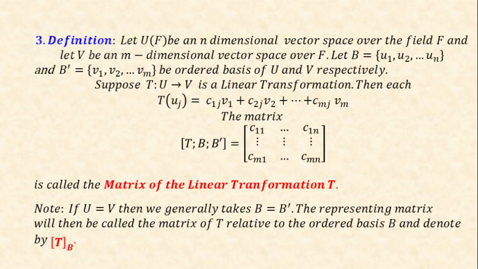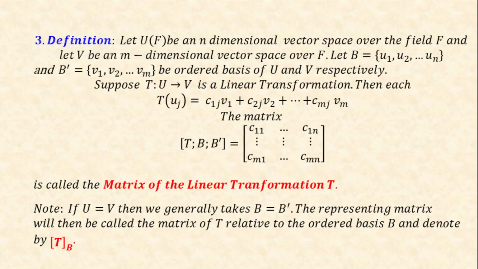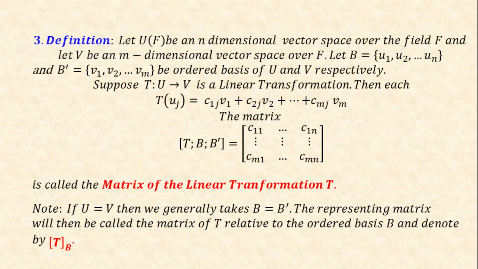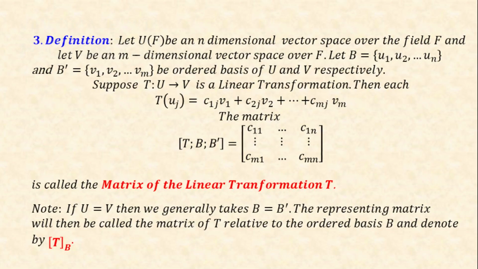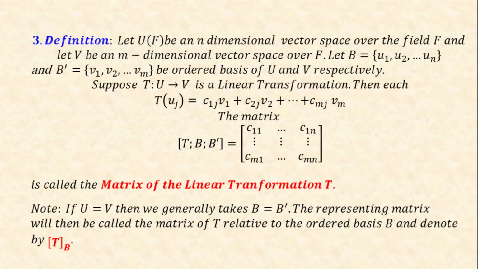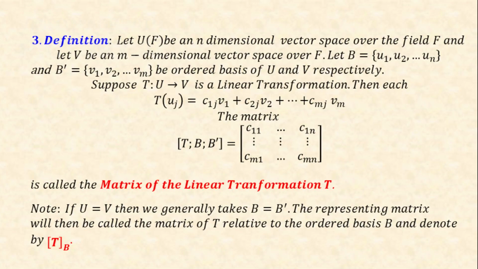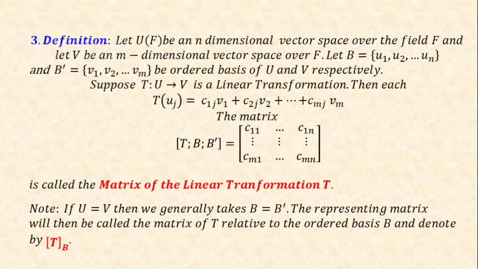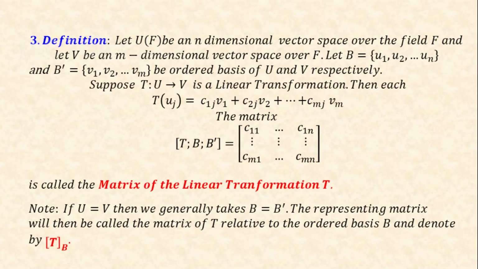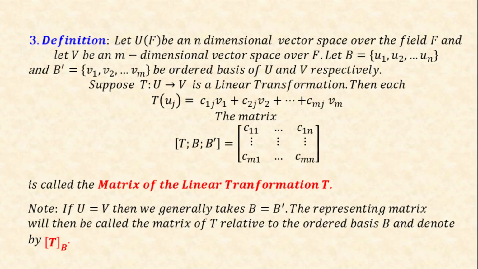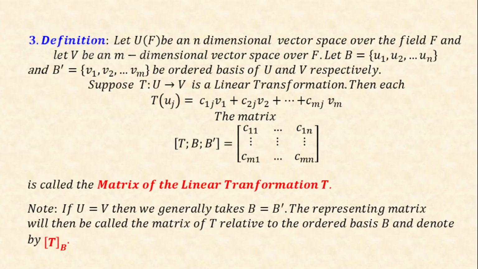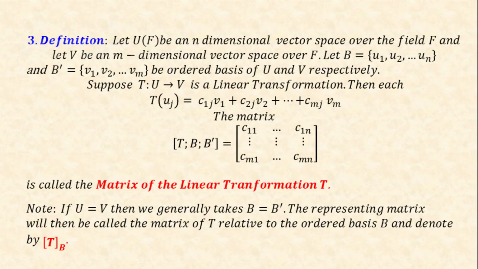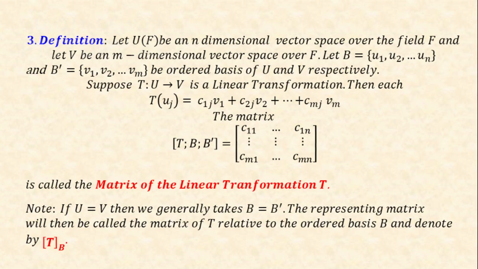Let U be an n-dimensional vector space over the field F and V be an m-dimensional vector space over F. Let B and B' be ordered bases of U and V respectively, and T be a linear transformation from U to V. Then each T(uj) can be expressed as a linear combination of vectors in B'. By finding scalars for each T(uj), we can form the following matrix, which is known as the matrix of the linear transformation with respect to bases B and B'. If B and B' are the same, then we denote this matrix as T_B.